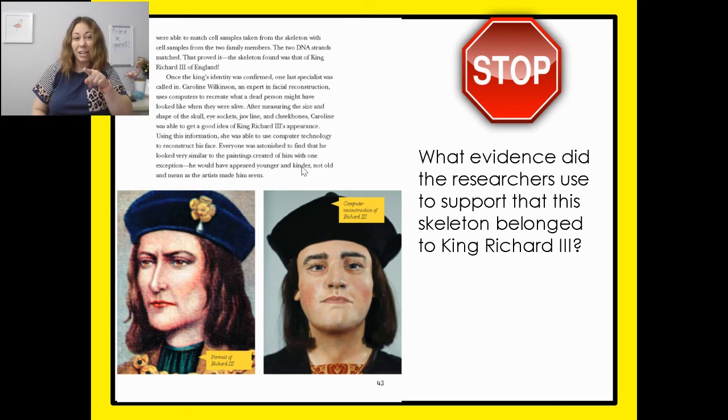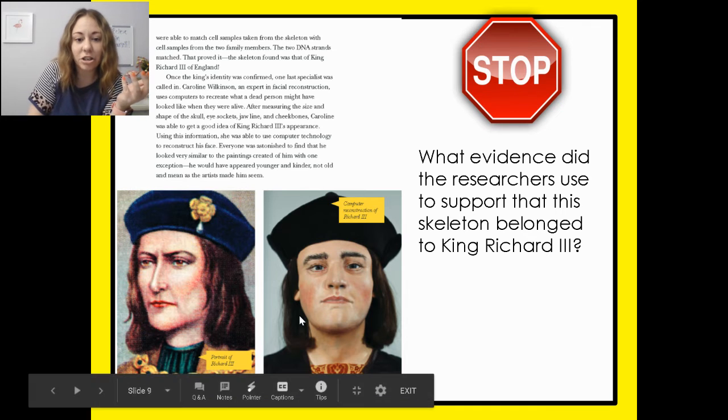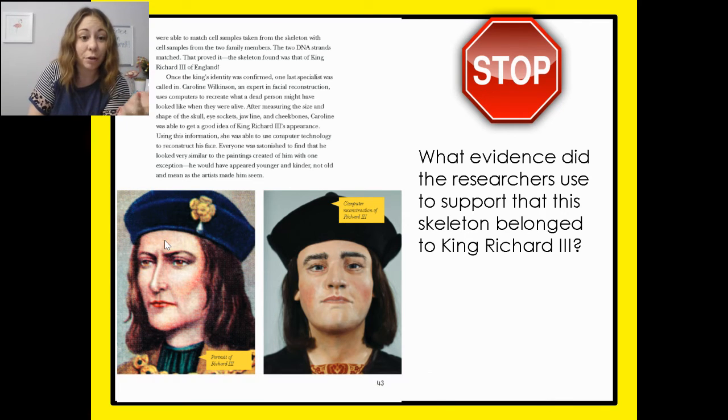So our stop and think question right now is, what evidence did the researchers use to support that this skeleton belonged to King Richard III? So let's think. They used a lot of evidence, didn't they? Just on this page, they used the facial reconstruction technology to reconstruct, and they could compare the 2 pictures side by side. This is the reconstruction, the one that the lady used with the technology, and this one on the left was one that an artist drew or painted who had actually seen King Richard III, and they matched. So those look pretty close.